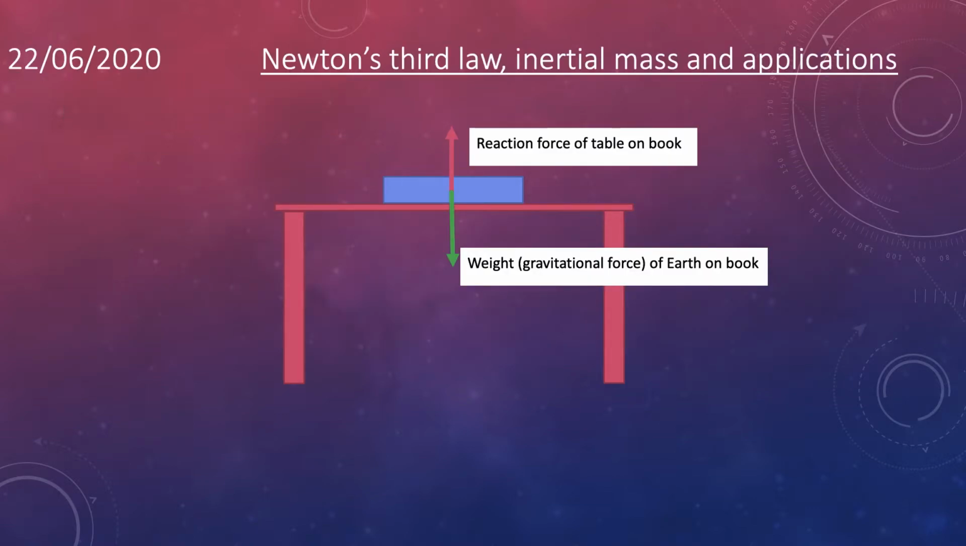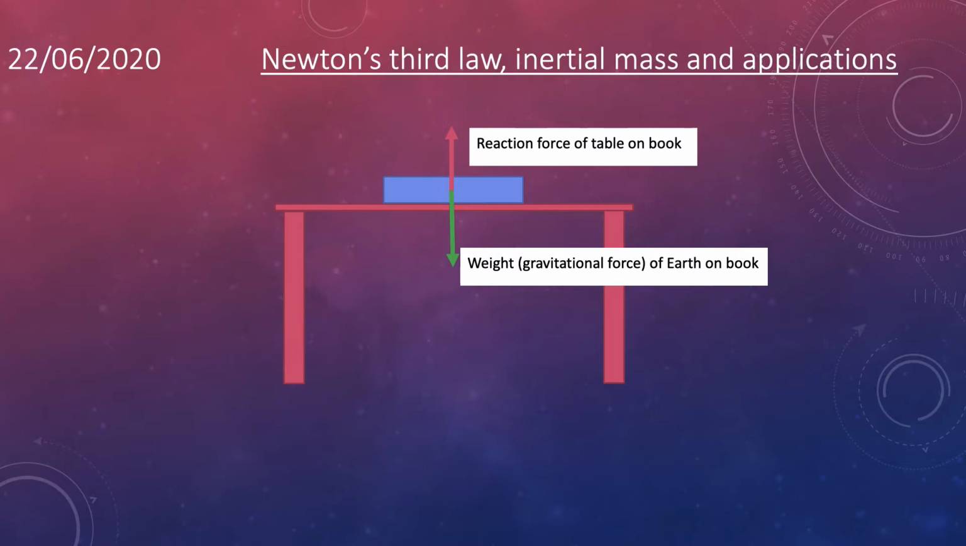So, you'll have seen a force diagram like this one, with a book on a table. We've got two forces that we can label. The weight acting downwards, the green arrow. If we're writing it out in full, weight is the gravitational force of the Earth on the book. So the Earth causes the force, it is on the book, and it is a gravitational force. Opposite to that is a reaction force of the table on the book. Because the book's weight pushes down on the table, the table pushes back on the book.